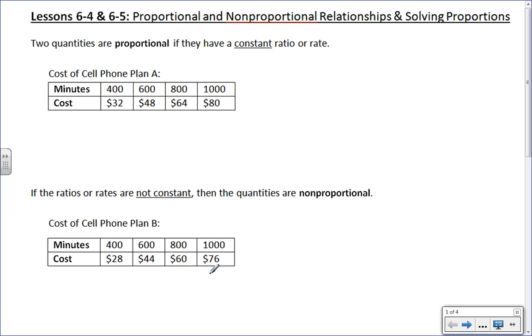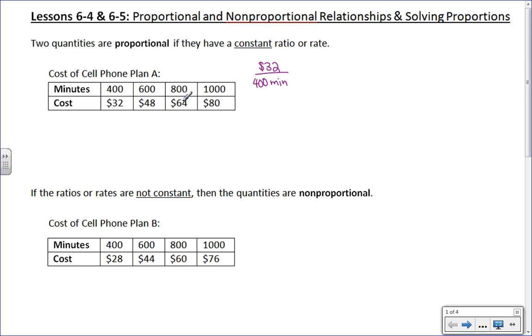So that alone, I know a lot of times we're kind of trained to look for that first, but that alone is not enough to tell if something is proportional or not. What we have to look for is the ratio or the rate between the two things in the table. So let's look at that on cell phone plan A. So the first column we see, for 400 minutes, it costs $32. So that's $32 for 400 minutes.